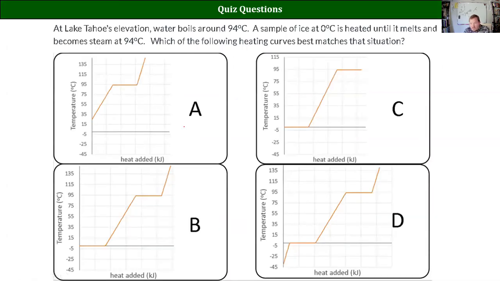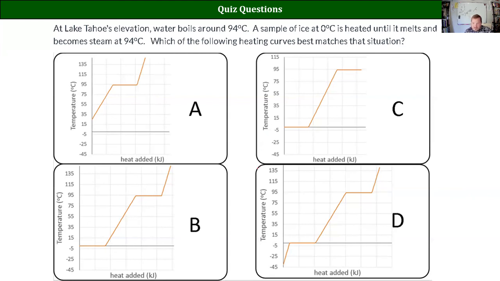But let's do a qualitative one real quick. So if we have this situation, at Lake Tahoe's elevation, water boils around 94 Celsius. The sample of ice at 0 Celsius is heated until it melts, and then all the way until it becomes steam at 94 Celsius. Which of these four heating curves matches that description?